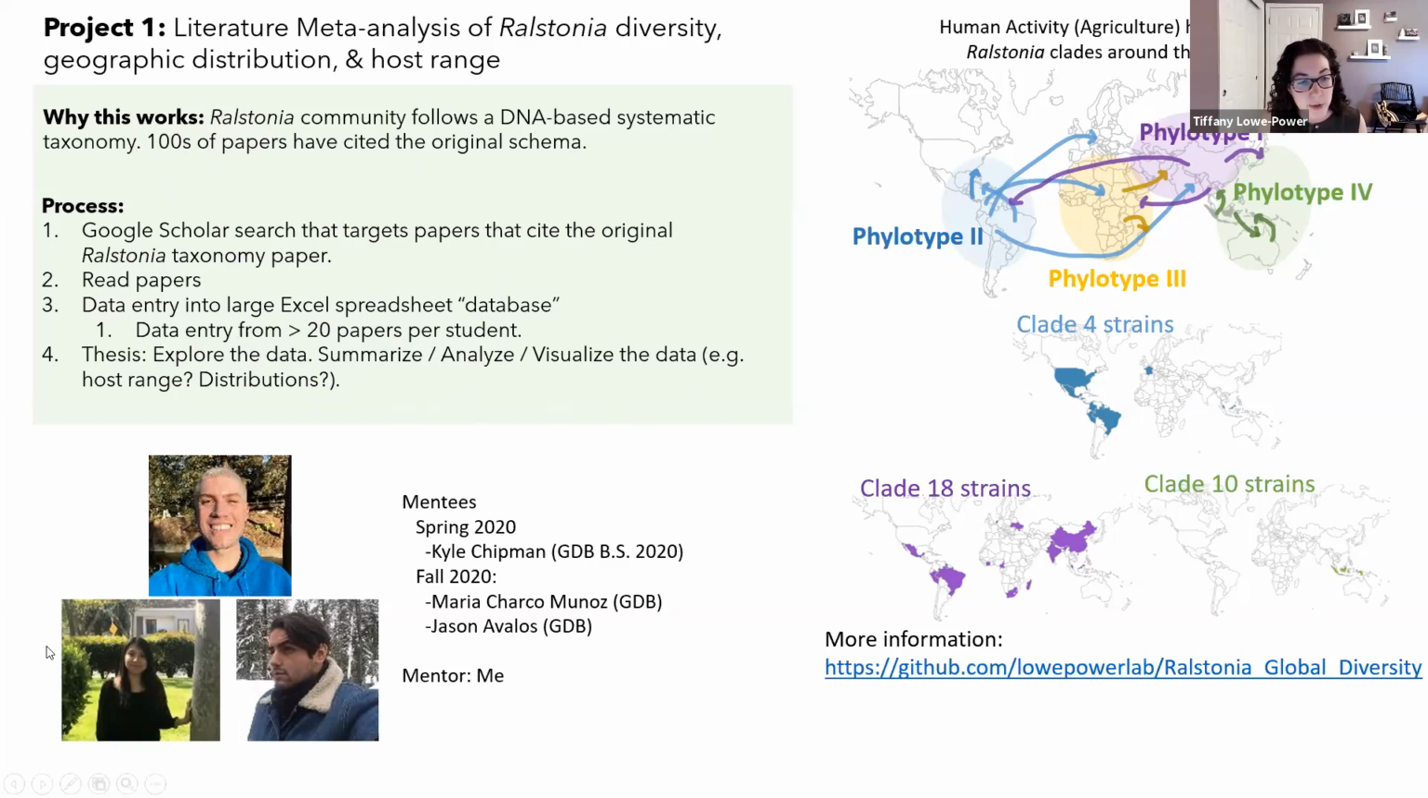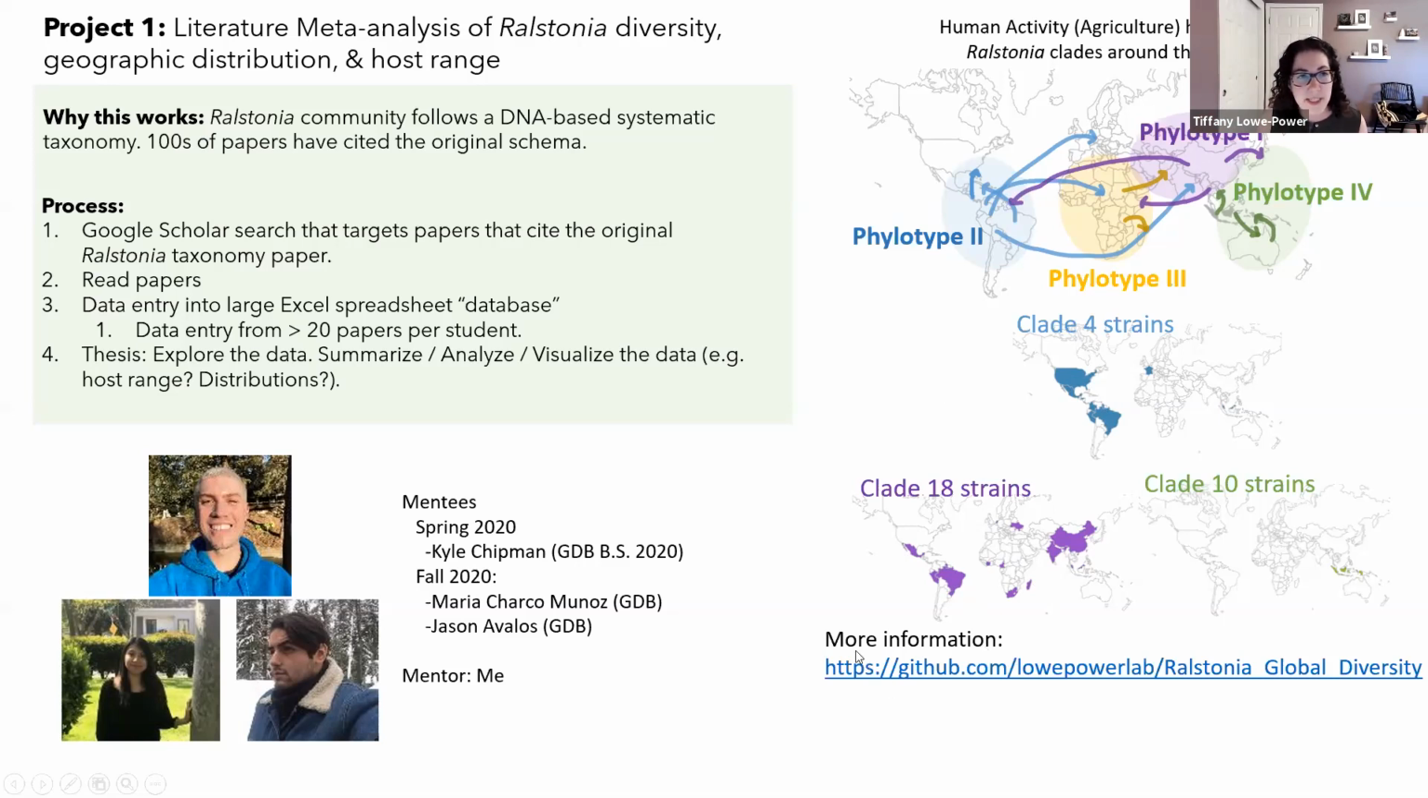So I recruited two new students, Maria and Jason, for this fall. This is just showing that there are four major groups of this bug. But if we look at some of the smaller clades, they have more localized distributions, but we don't know the big picture across the globe and across all of Ralstonia.